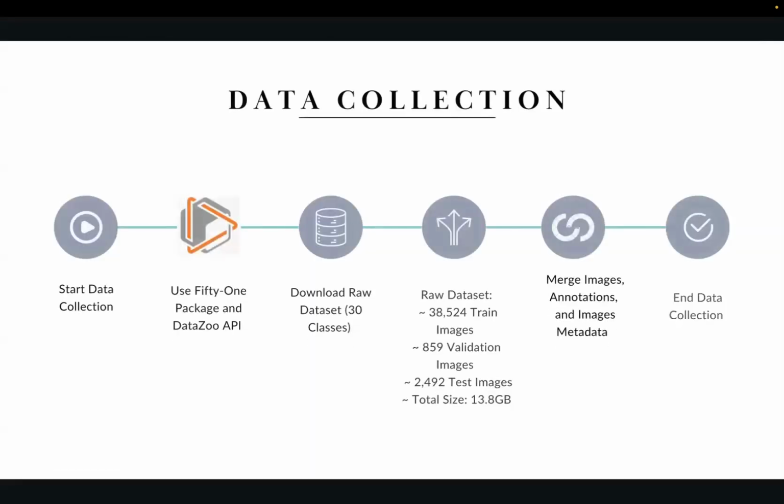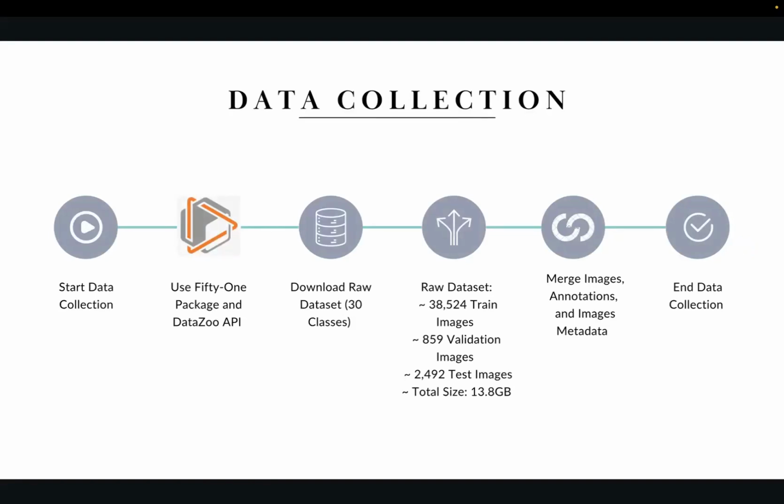Coming to the data engineering of the project. Firstly, let's talk about the data collection. We used the FiftyOne package and data zoo API to collect images from OpenImages v7. We downloaded a raw data set which had 30 classes pertaining to amenities that could be found in a rental property. The raw data set had about 38,000 training images, 860 validation images, around 2,400 test images, ranging to a total size of 13.8 GB. We had to merge the images with the mapped annotations and the images metadata.